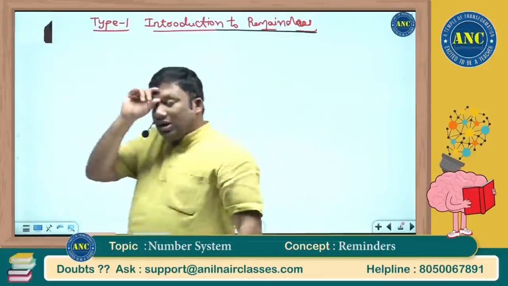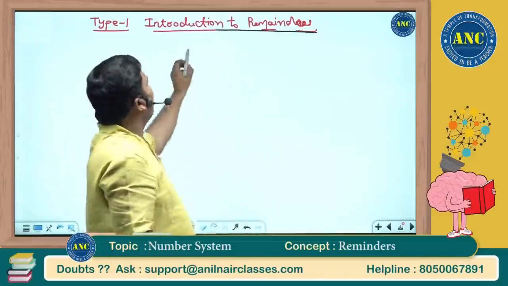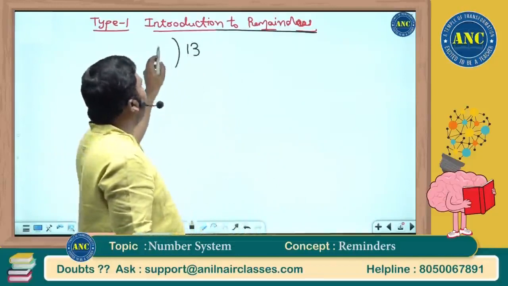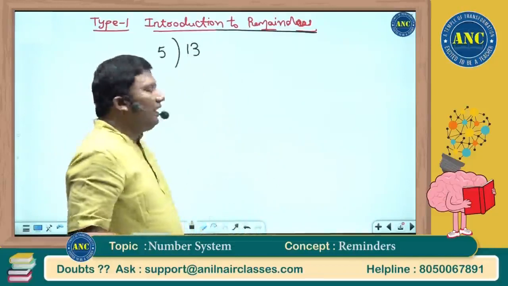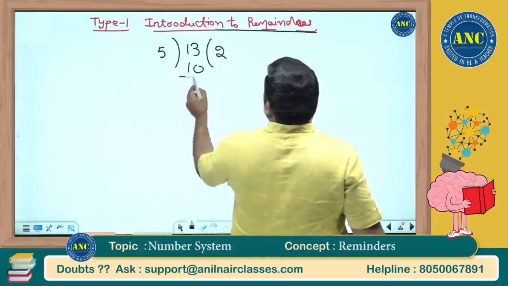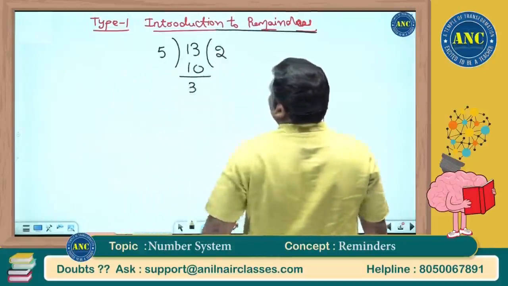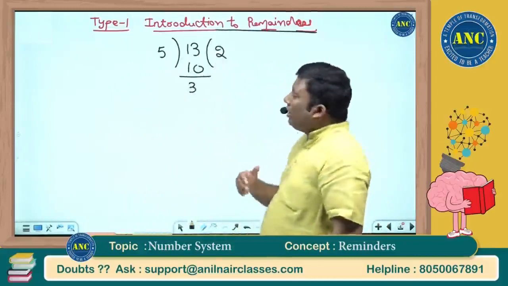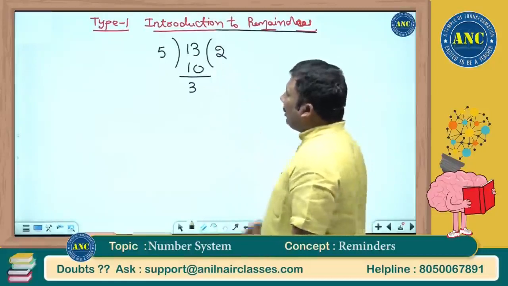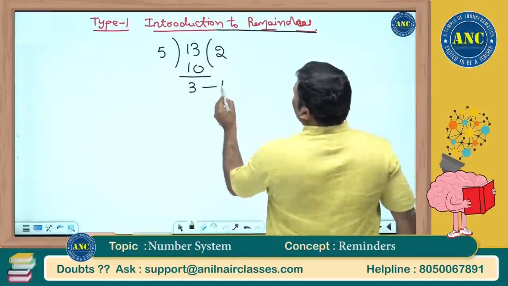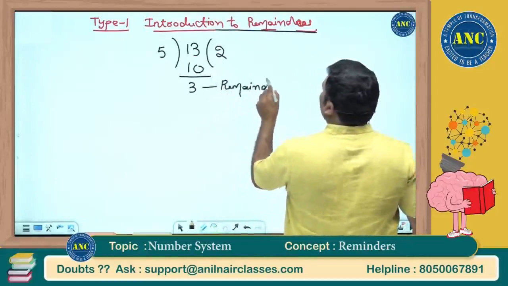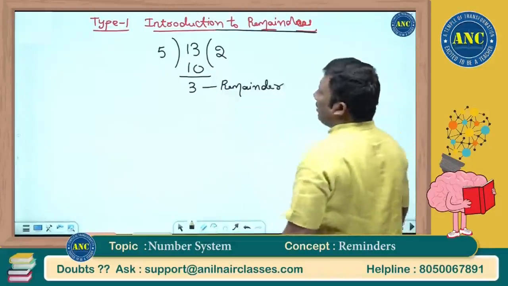Introduction to reminders. Suppose, see here, sir. 13 is a number. 13 is getting divided by 5. 5 2s are 10. Remainder is nothing but 3. What is left over after you divide 13 by 5? 5 2s are 10. Remainder is nothing but 3.